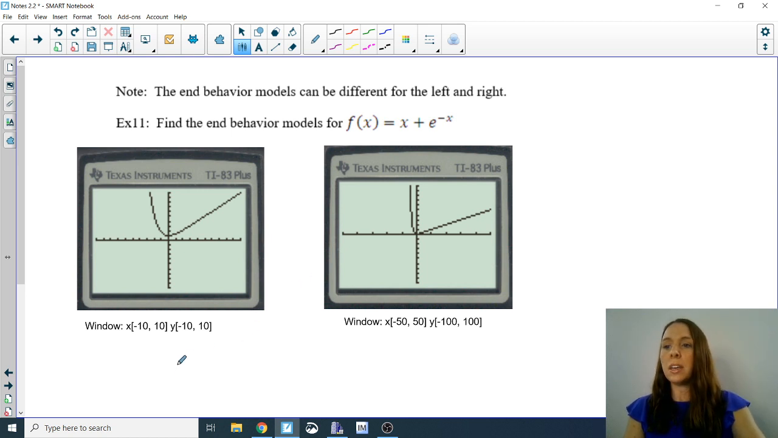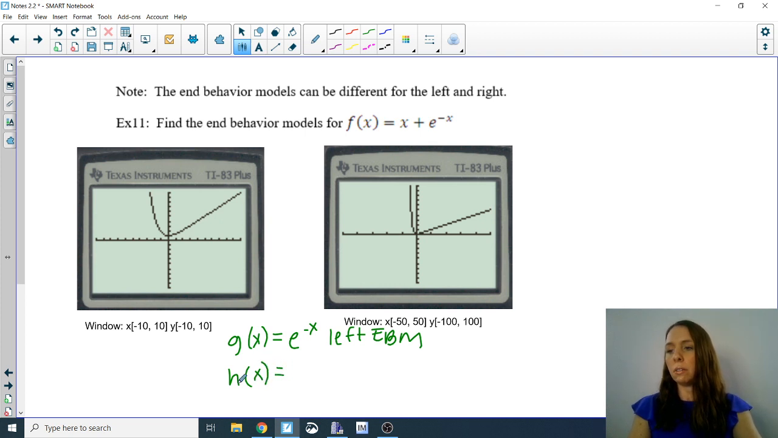And so what we would say here, because we're just sort of seeing it graphically, that's enough for now to say that, let's call one of them g of x. G of x equals e to the negative x. That part of this function is going to give us our left end behavior model. And let's call it a different letter. H of x equal to x is going to give us our right end behavior model.